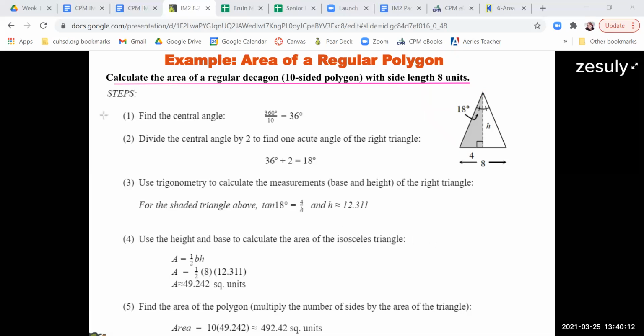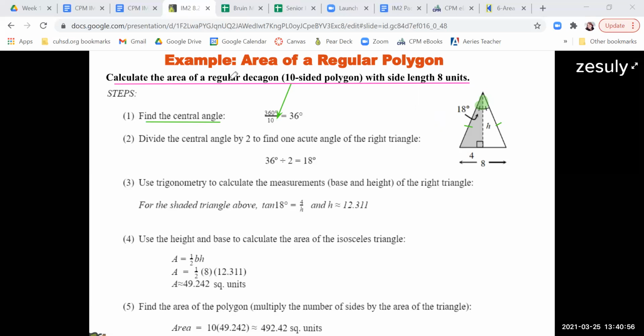Okay, so our very first step, find the central angle. Remember, the central angle is the angle at the top of this isosceles triangle. It's both of these two top little angles together, the full top angle. So we take 360 degrees and divide by 10 because we have a decagon. So this is where the 10 comes from. That gets us this whole angle right here that I just highlighted in green, the whole thing.